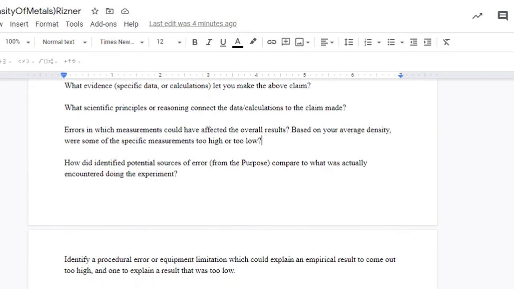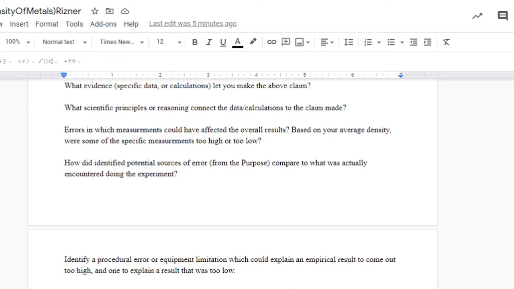Some other things, if you drop in your piece of metal and your piece of metal has air bubbles around it, that would make the volume appear to be higher than it really is, because you're measuring the volume of the metal plus any air bubbles. And the volume, because it's on the denominator side for density, if the volume was higher than it should have been, your density would have been lower than it should have been.